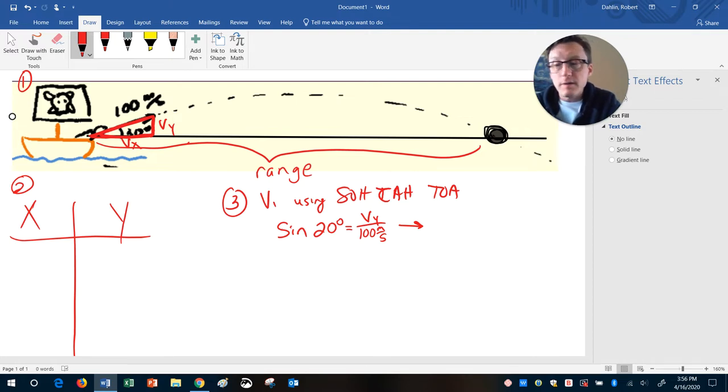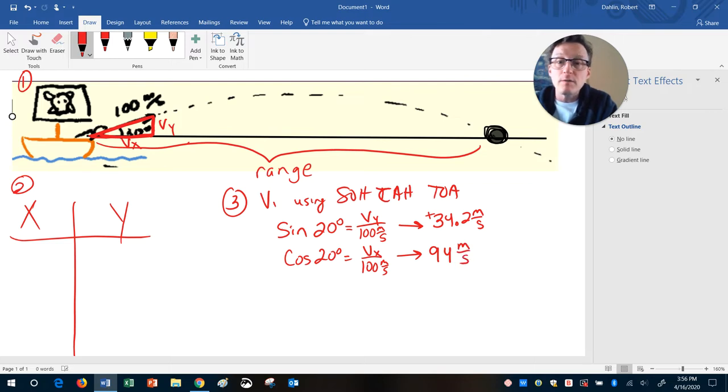When I solve for this, I'm going to get 34.2 meters per second. It's actually going to be a positive, so I'm just going to put that on there. And then cosine of 20 degrees equals VX over 100 meters per second. Again, if you don't know why the VX, make sure you go into those videos. That's going to be 94 meters per second when I solve it. Okay, so that's the third thing.